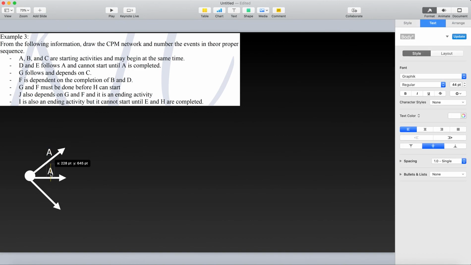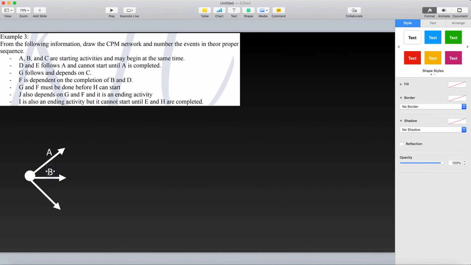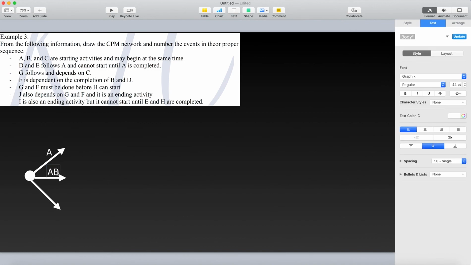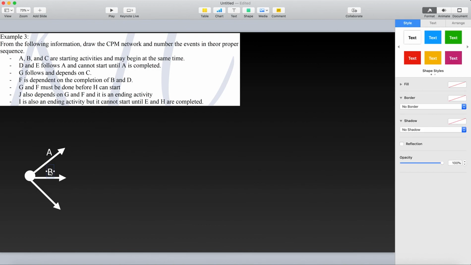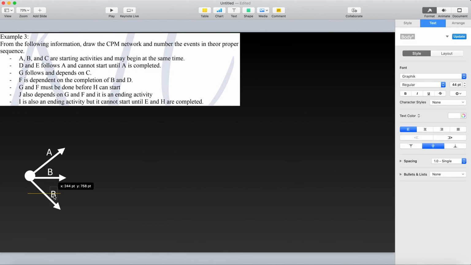Next, I have here activity B. Then I have here activity C. Okay, so no duration was given here. So we're just going to construct our network diagram.